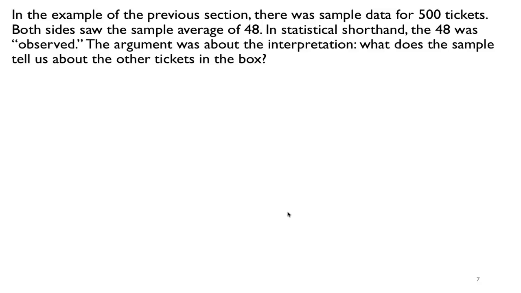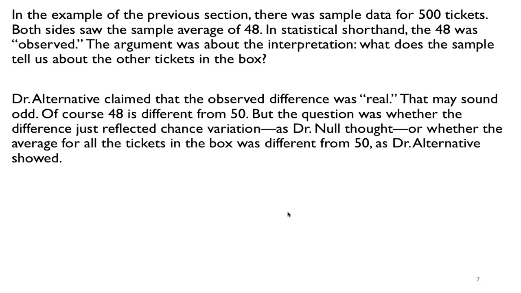And the argument was about the interpretation. What does the sample tell us about the other tickets in the box? So Dr. No thinks that the observed difference is real. There's a big enough difference. But Dr. Alternative thinks that the difference is real. Dr. No thinks that the average was 50, but 48 was just due to chance.